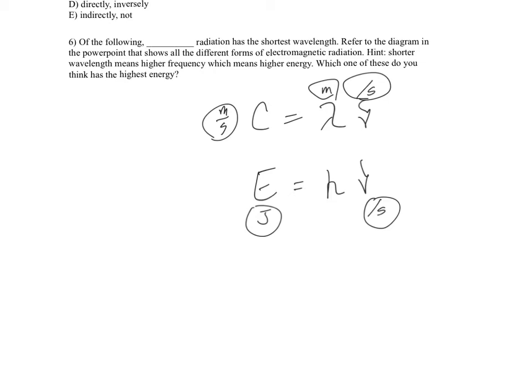So what I want you to see here is I've given you a hint. Shorter wavelength means higher frequency. Higher frequency means higher energy. And you can see that here: the bigger the number is for frequency, the bigger the number is going to be for energy, because h is a constant value. So whatever your frequency is, it will be multiplied by h, and that will always give you energy.